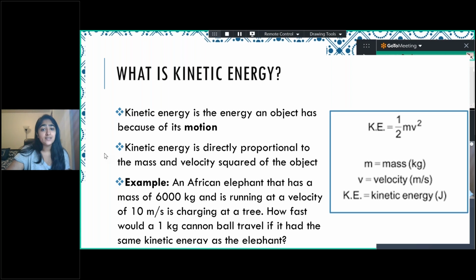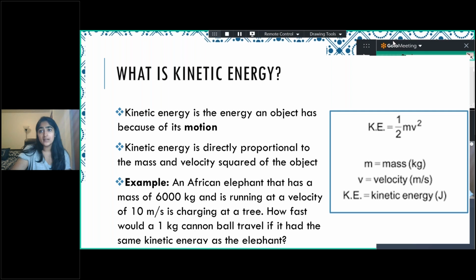Now here I have an example. If we want to read it real quickly, I am going to switch into a notebook so I can write this example down with you guys. I have an African elephant that has a mass of 6,000 kilograms and is running at a velocity of 10 meters per second and is charging at a tree. How fast would a 1 kilogram cannonball travel if it had the same kinetic energy as the elephant?